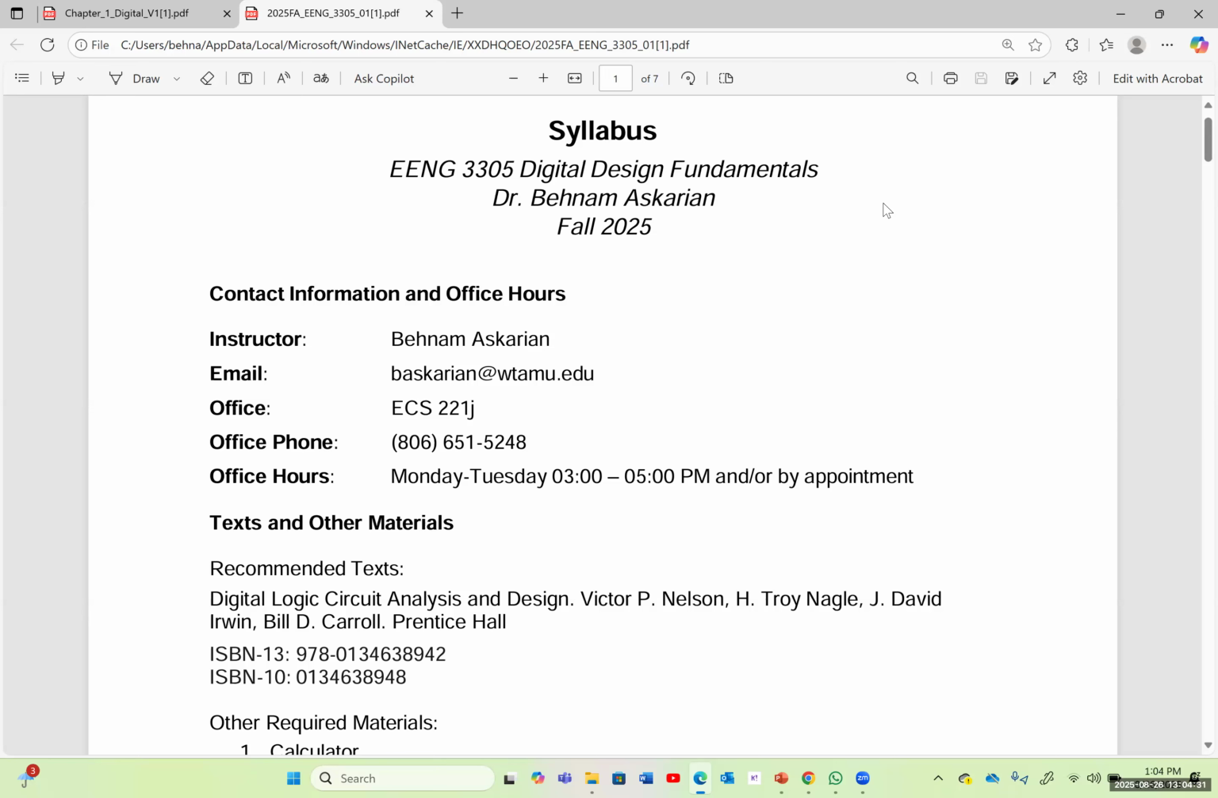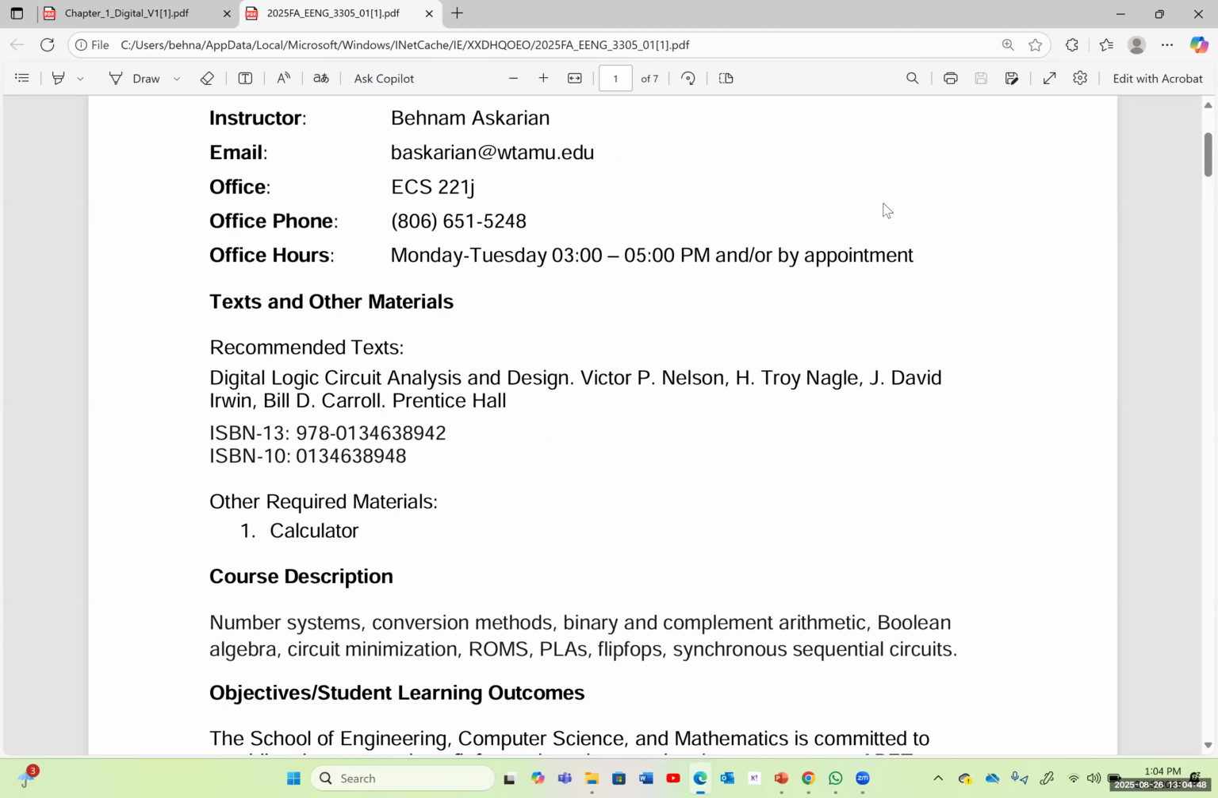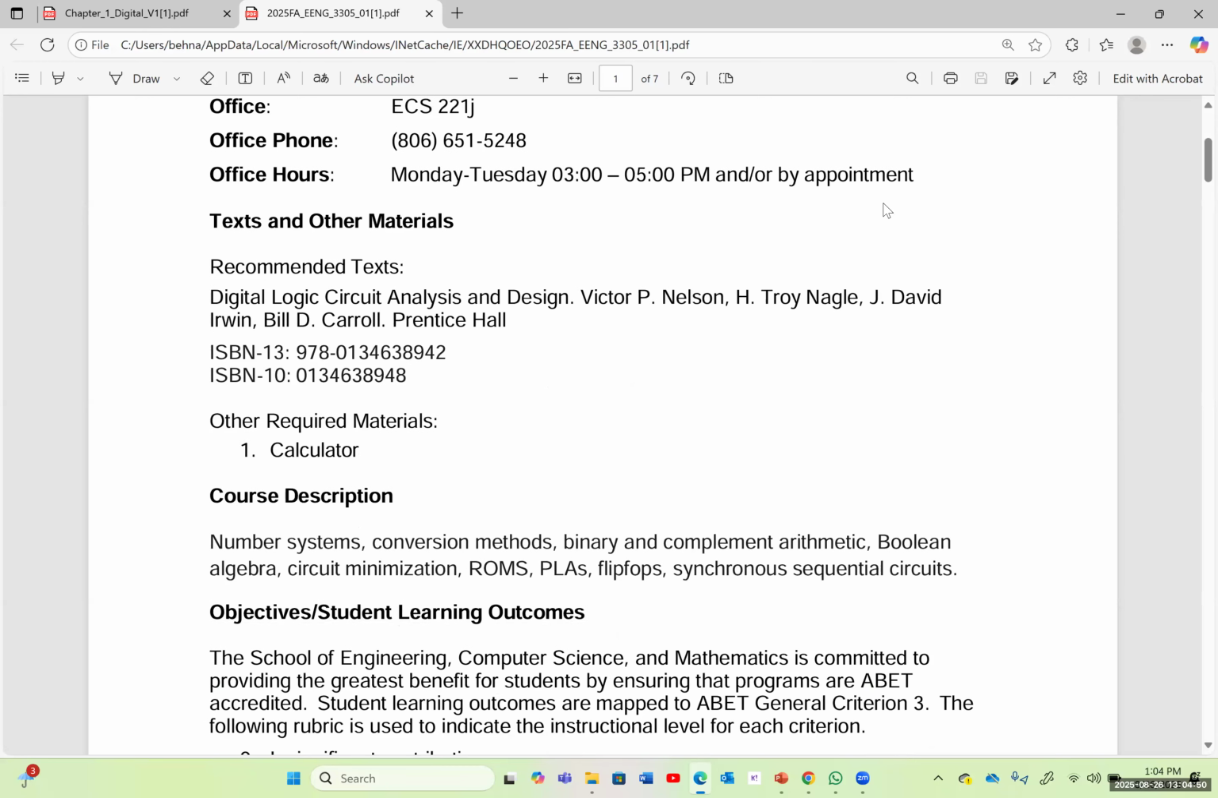For this class, you don't have any required materials. You only have a recommended book, which is the Digital Logic Circuit Analysis. You can get the digital logic design by Morris Mano. And you may just need a calculator.